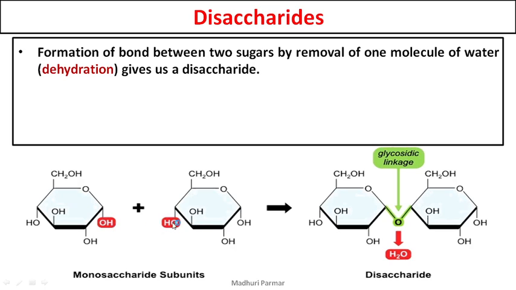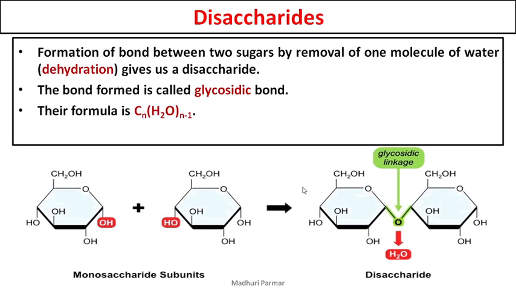When that happens, one molecule of water, H2O, is removed here, and there will be a connection between this carbon and this carbon through an oxygen atom. This is called a glycosidic bond or glycosidic linkage. Clear? The bond formed between the carbon of one sugar and the carbon of another sugar through a single oxygen atom is called a glycosidic bond. The formula here will be CnH2On-1 because one water molecule is removed.